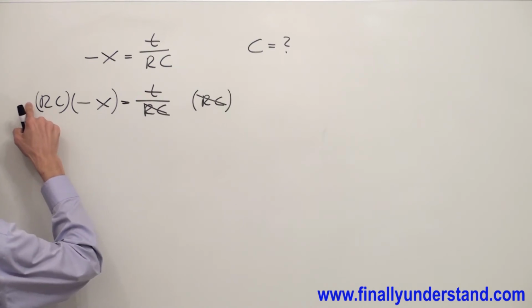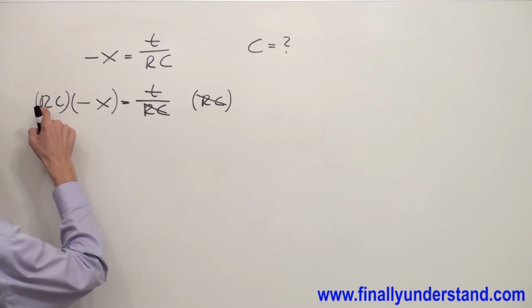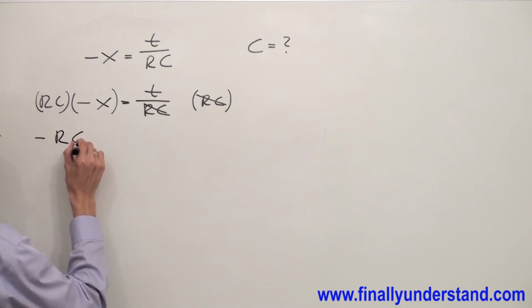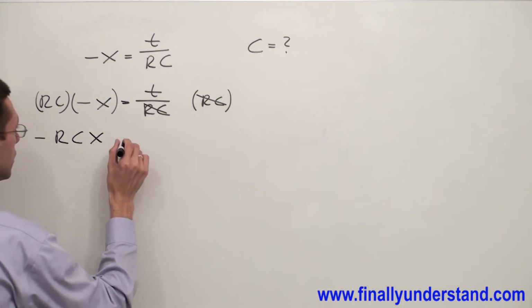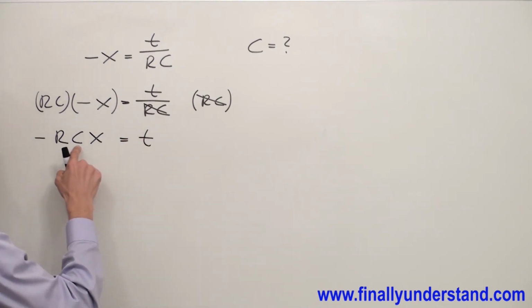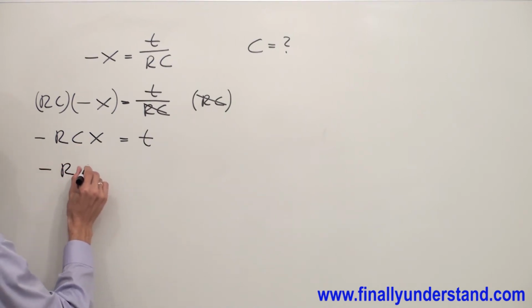positive. Remember, anytime there is no sign, there is always a positive sign. So positive times negative will give me negative. rc times x is rcx, which is equal to t. I'm looking for c. Okay, let me copy this down one more time.